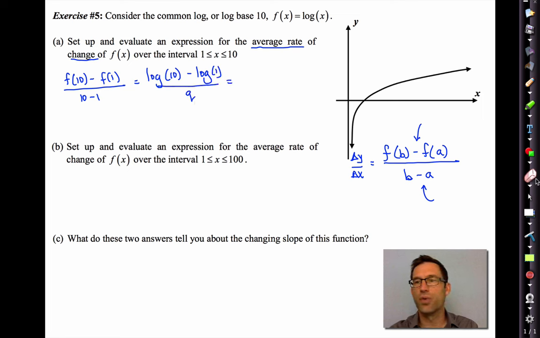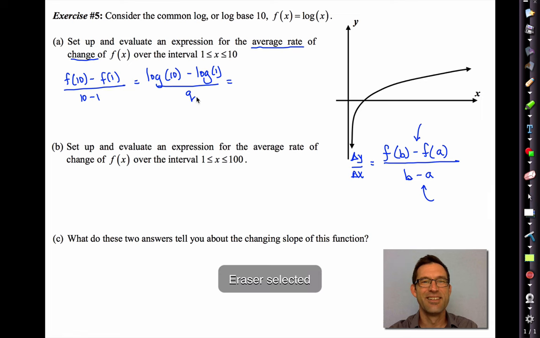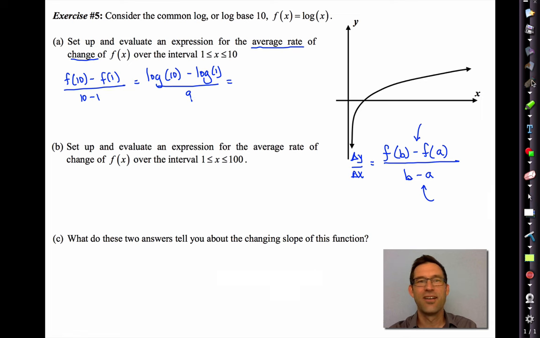That looks like a Q. Let's get rid of that little tail. Okay, log of 10, think about that as 1, right? The log of 1 is 0. You could do that on your calculator, but I encourage you to do it in your head. So we have 1/9. Pretty small average rate of change, right? It really means that for every 9 units that x increases, y increases by 1 unit.